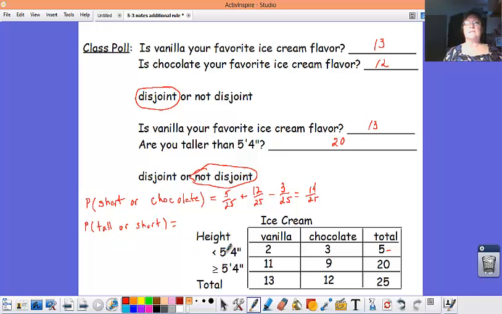The probability that someone is taller is 20/25. The probability that someone is shorter, 5/25. Since those are disjoint, we just add there, and we get 25/25, which is, as you would expect, 1. We accounted for everyone. Let's see if we can't recap that in a more formal way.